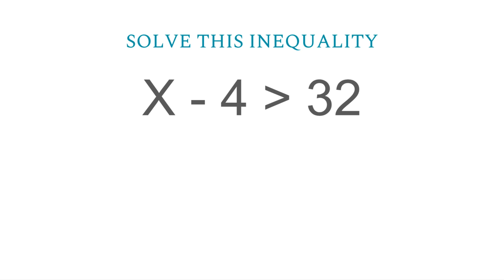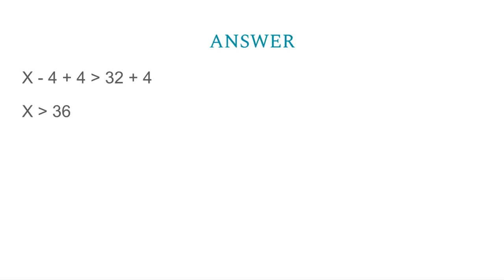The next inequality is x minus 4 is greater than 32. This one's fairly simple. All you have to do is add 4 to both sides. The 4's on the left will cancel out, and that leaves us with x is greater than 36 as our solution.